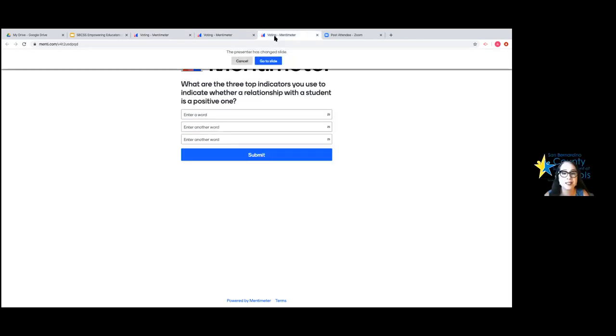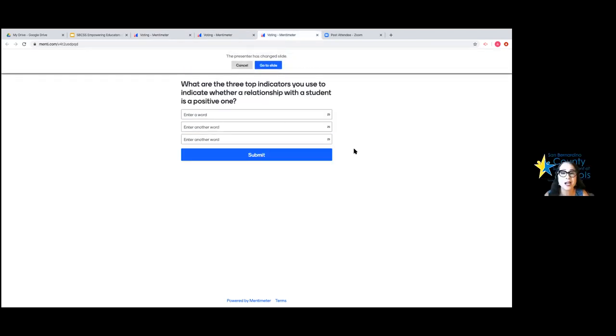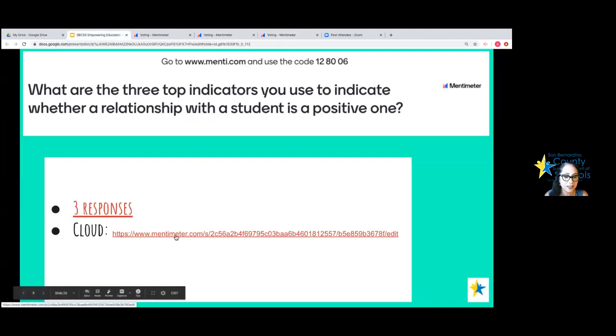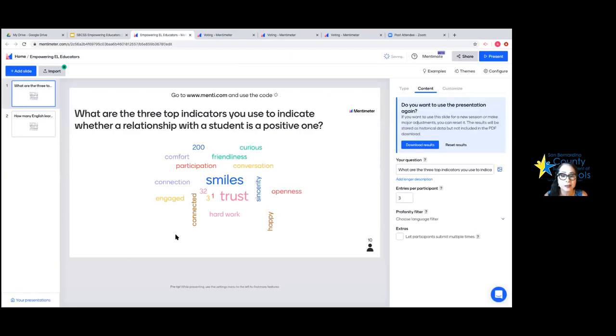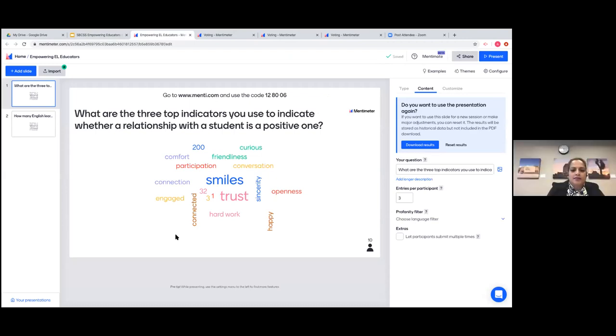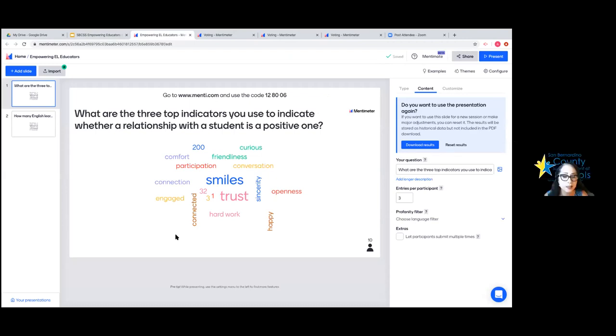There we go. You know what? It should be this one here. So I'm not sure about the, hold on. Let me go and see what the code is there for that one. Oh, well, I already see some in there. No. You guys are in them. So happy, openness, connected. Very good. Yeah.